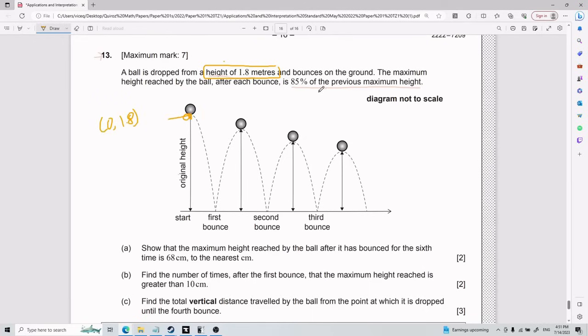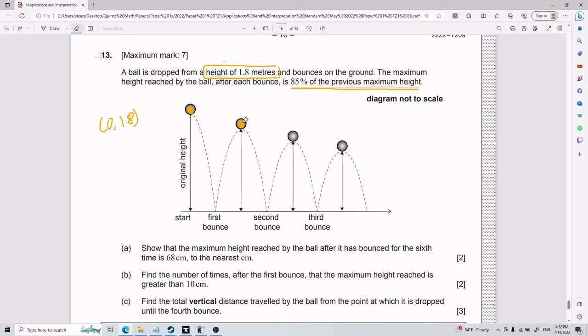And the following ones are 85% of the previous maximum height. So this one, okay, because it's 85% of the last one, right? Is basically there's a decrease of 15% here. See? There's another decrease of 15% with the last one, and so on and so forth, okay? So that is what it means by the 85%.